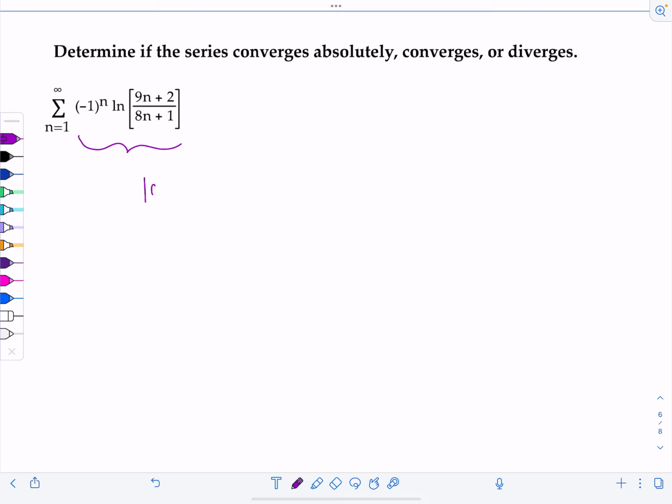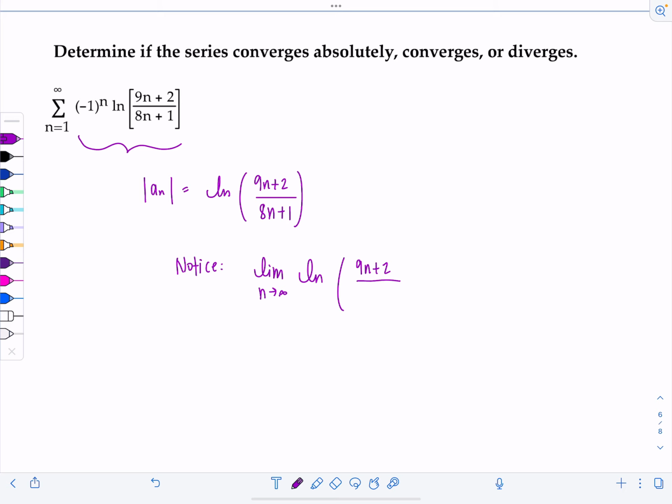If I look at the absolute value of a_n, that (-1)^n goes away, so I just have natural log of (9n + 2)/(8n + 1). And I'm noticing something interesting. These terms don't go to 0 as n goes to infinity, right? Notice the limit as n goes to infinity of ln((9n + 2)/(8n + 1)).